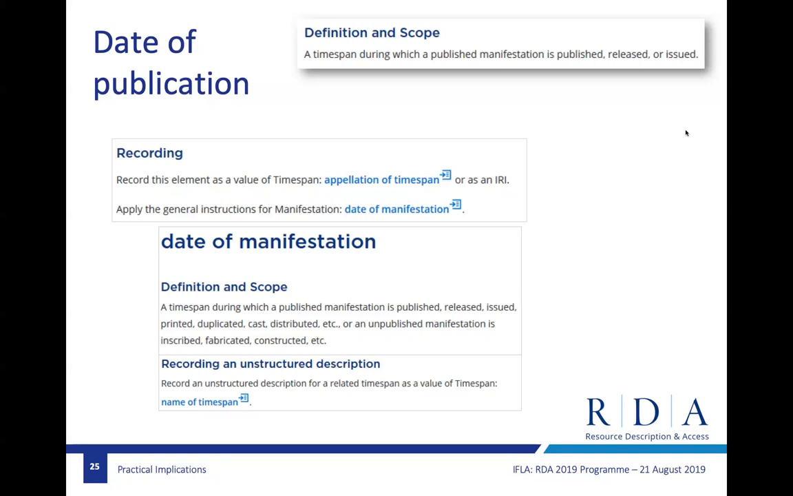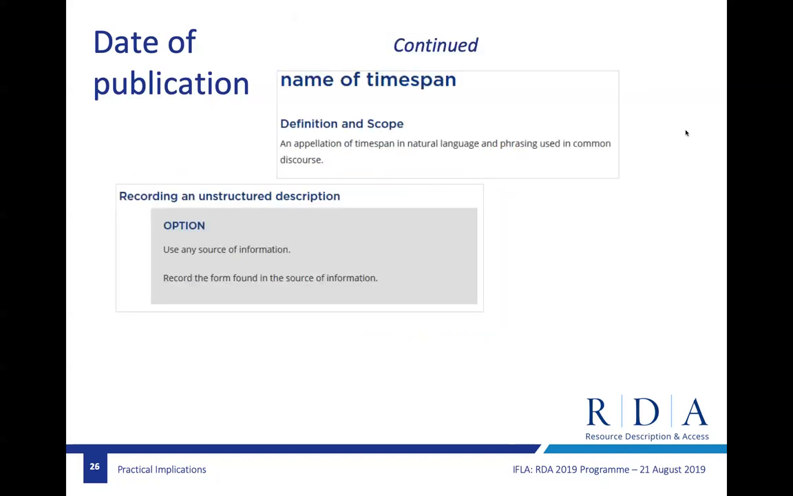I will be recording it as an unstructured description because that's the choice in my application profile, and it will be name of time span. Well, what's name of time span? That's an appellation of time span in natural language and phrasing used in common discourse. When I record an unstructured description, this option looks very familiar now. I can use any source of information and record the form found in the source.